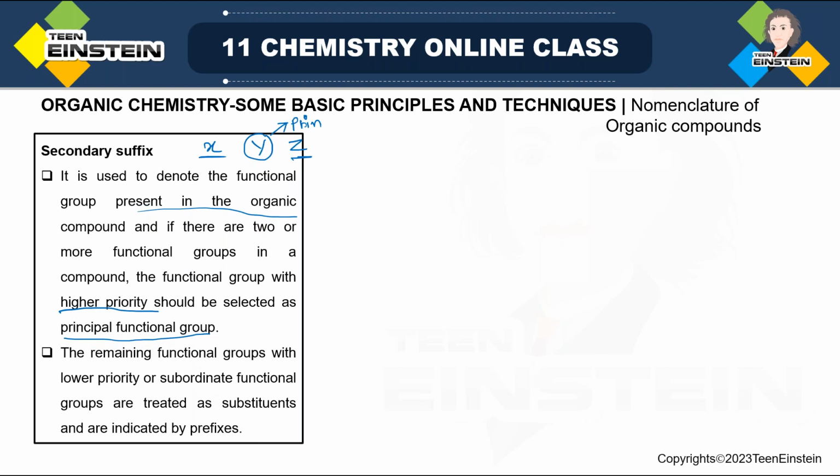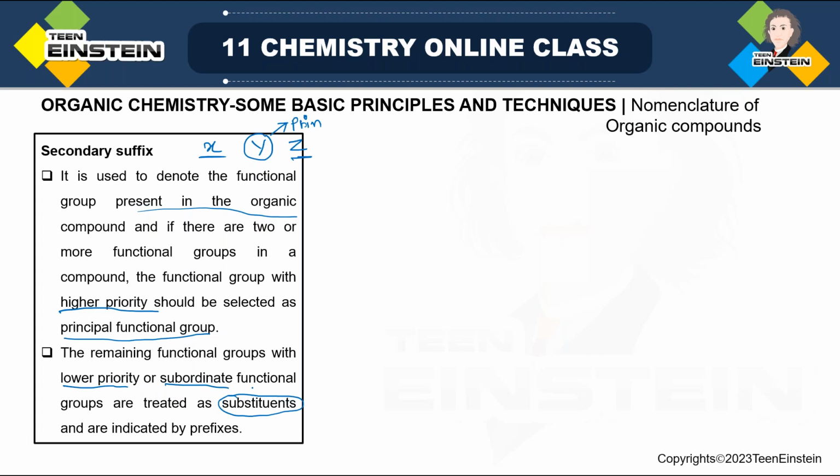So the remaining functional groups, in this case X and Z, are the remaining functional groups with lower priority. They have lower priority compared to Y, or you can also call them subordinate functional groups. They will not be treated as functional groups now, but as if they are simply substituents. And for those, we will use some prefix. But what is a prefix? That we will discuss separately. But as these two are related, whenever we choose one particular functional group as the principal functional group, the rest of the substituents are no longer suffix.